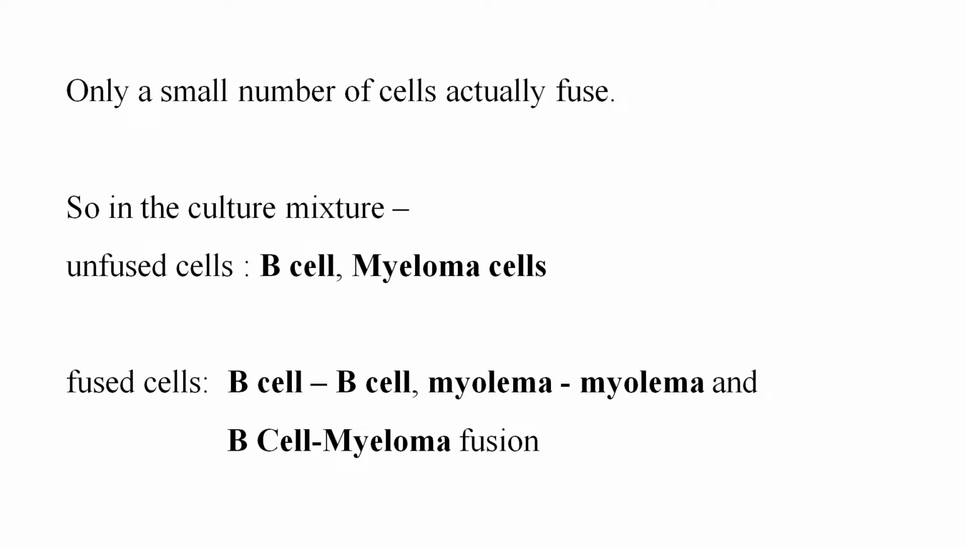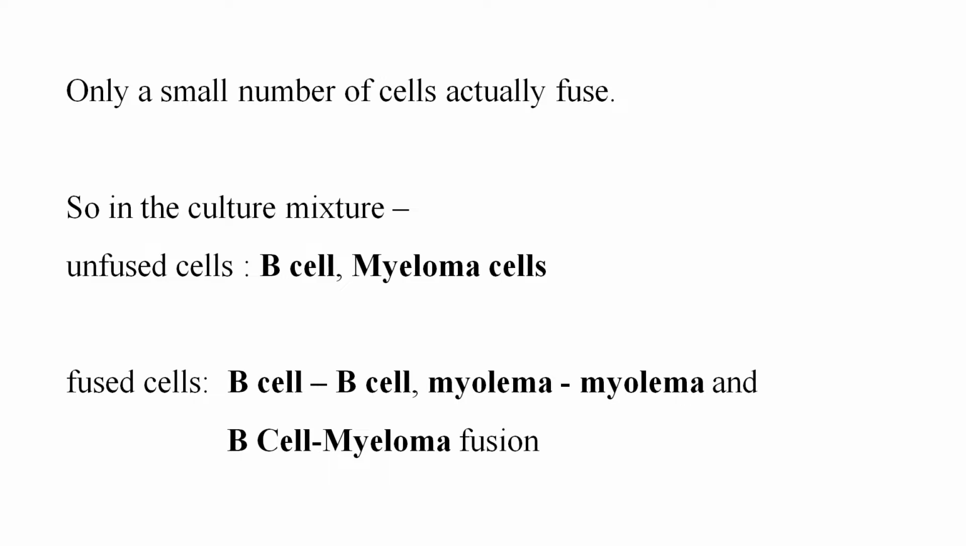So as I was saying earlier, if we have fused 100 B cells and 100 myeloma cells, it is not guaranteed that all the 100 B cells will fuse with your 100 myeloma cells. You have a mixture of cells at the end of the fusion step. So you have unfused cells, that is, B cells as such might not fuse with any other cell. Similarly, you have the myeloma cells which remain unfused. And then the second type of cells that are found are the fused cells.